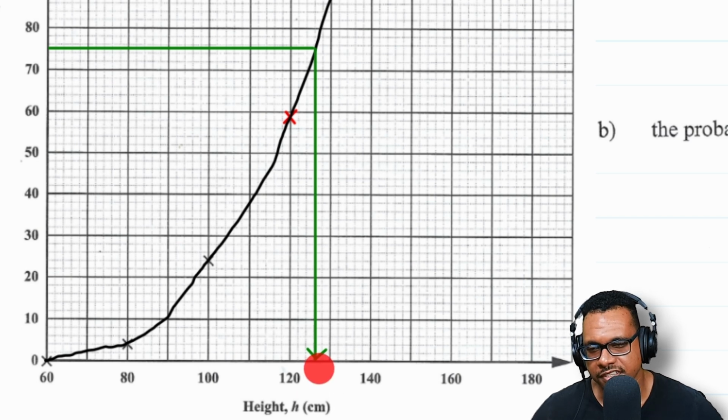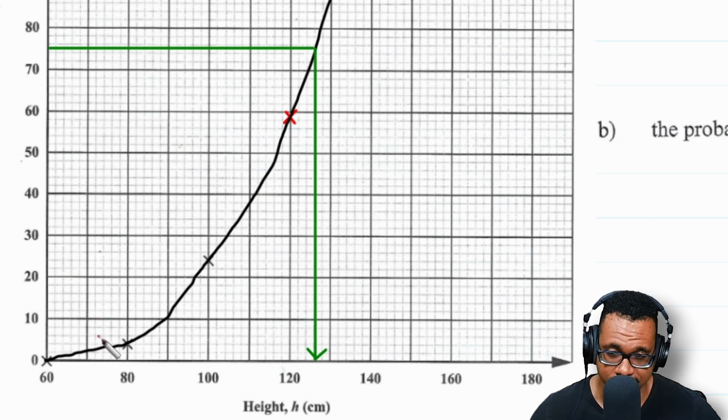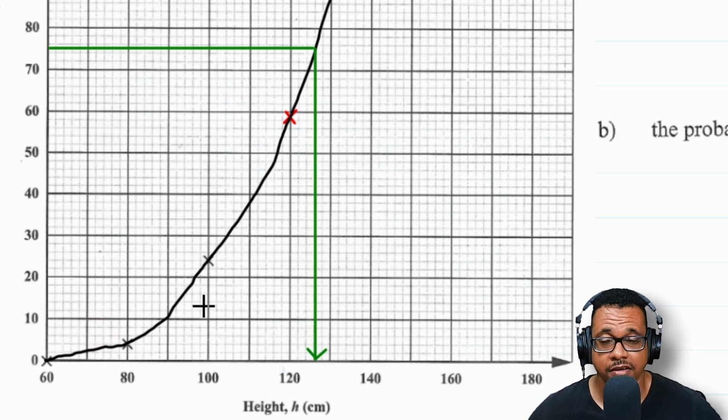And now we need to read off what this value is. If we look at our x-axis, we are going up every 2 centimeters by 20 because this is 60 and this is 80. The difference between 60 and 80 is 20, and this distance here is 2 centimeters. So the number of little blocks is 10 and the unit is 20. If you divide the unit by the number of blocks, which is 20 divided by 10, you'll get 2. Therefore, each little block on the x-axis is going to represent 2.